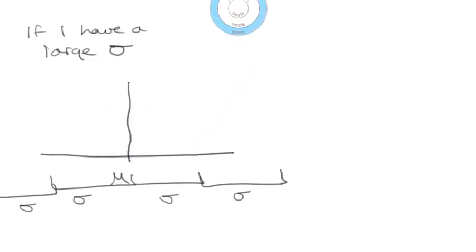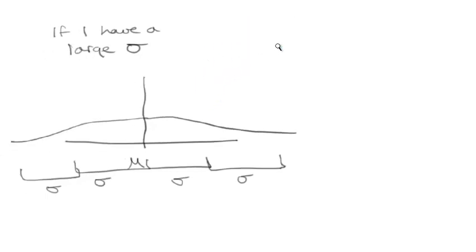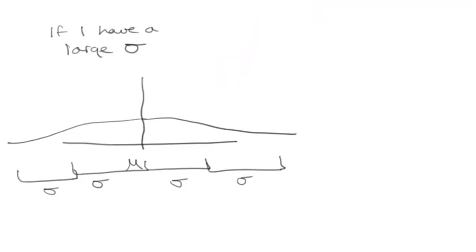But if I have a wider graph, I'm also going to get a shorter graph. Why does wider mean shorter?